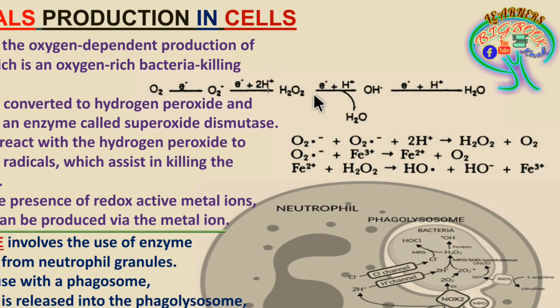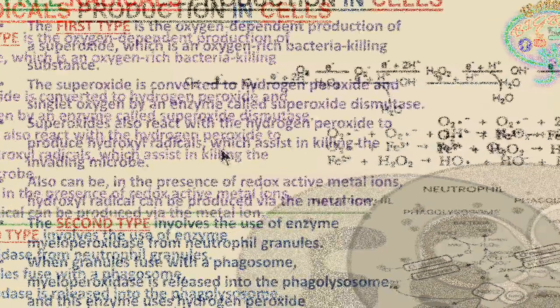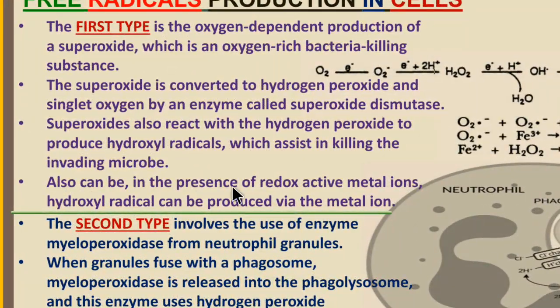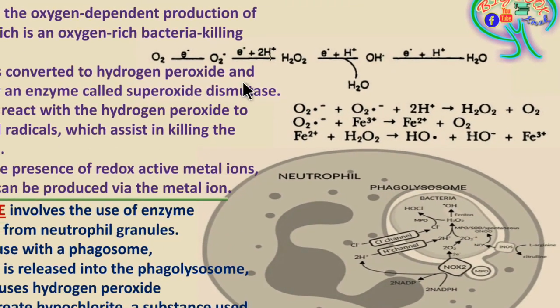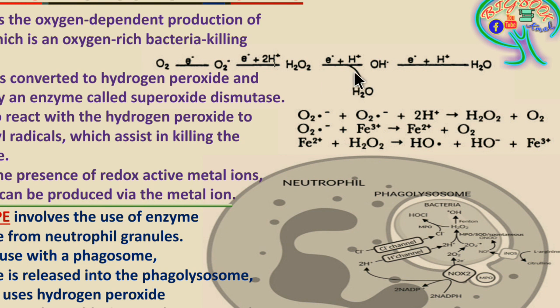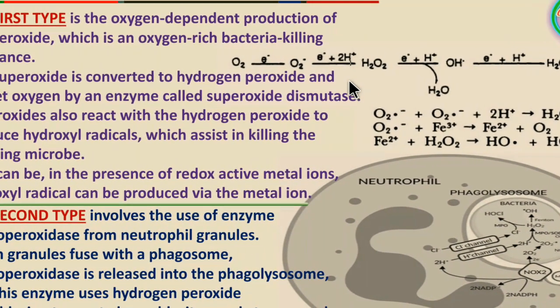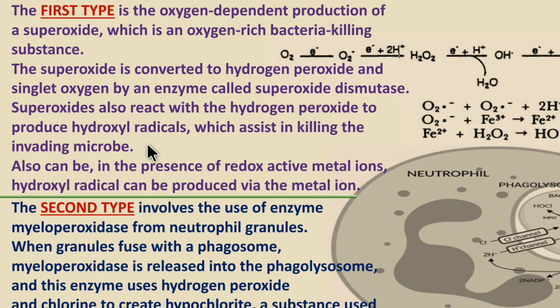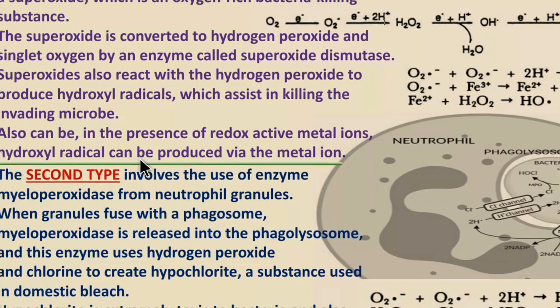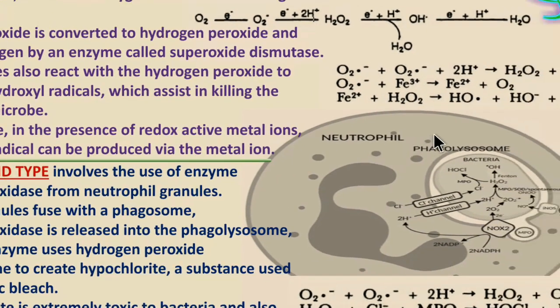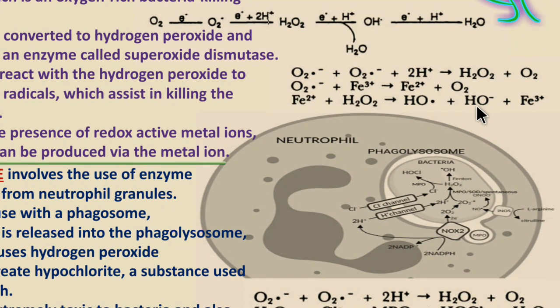So here the superoxide has formed the hydroxyl radicals, and further, in the presence of redox active metal ions, the hydroxyl radical can be produced via the metal ion. Now in this equation, we have seen the superoxide action here and also here the production of the hydroxyl radicals. Here, the presence of the metal ion is one of the reasons for the formation of the hydroxyl radical.